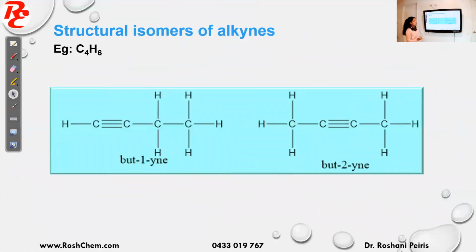So, structural isomers of alkynes. What are the ways that an alkyne can exist? You can have but-1-yne, but-2-yne. But means 4 carbons. 1-yne means the triple bond is on the first carbon. 2-yne means the triple bond starts at the second carbon. So those are isomers.